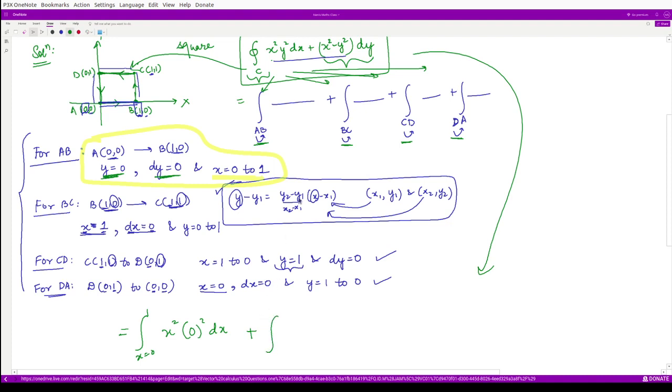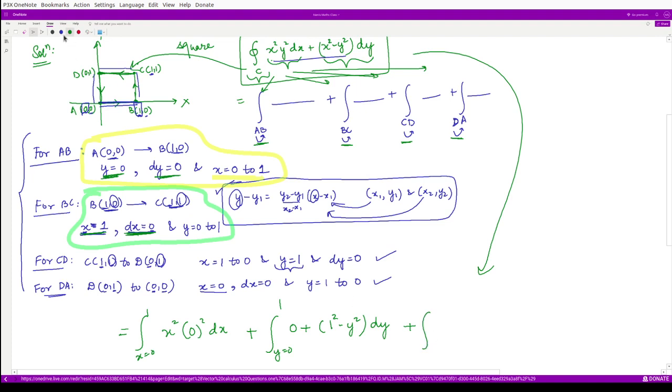For the second portion, we will use the value for the curve BC, this portion. Using this, I have dx equal to 0. So that means this first portion is going to be 0 here. So I can write 0 plus, here what is the value of x? X is 1. So I can write 1 square minus y square as such. And in place of dy, it would be dy only, because dx is 0 and x is equal to 1 here. And here the limits of y vary from 0 to 1. So this is for the second curve.